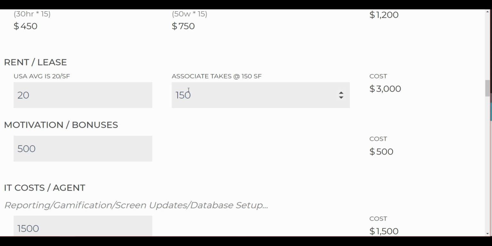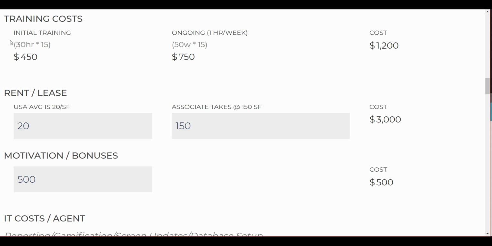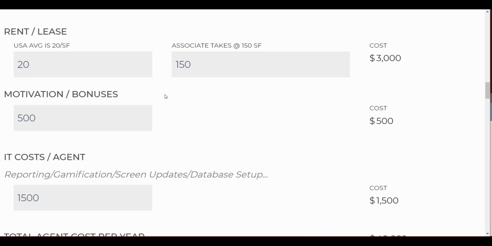Then you have your training costs. So, from onboarding a new agent, and we're just giving a pretty short 30 hours, which is a pretty short period of time, but just for the sake of this, 30 hours of training plus ongoing training of 1 hour per week off the phone of non-production time. So we're looking at about another cost of about $1,200.